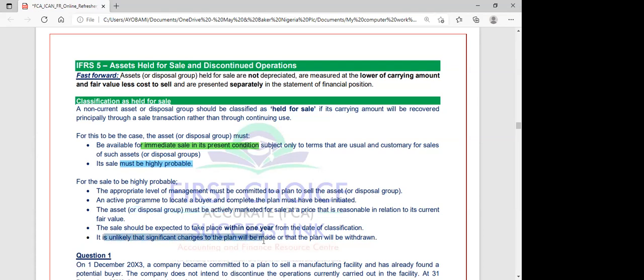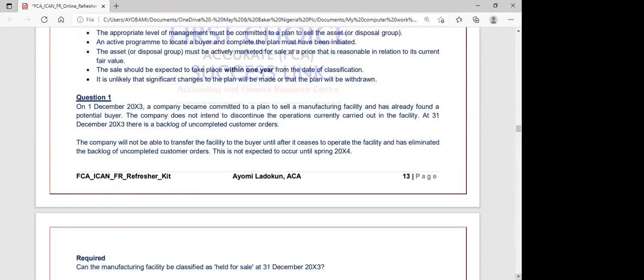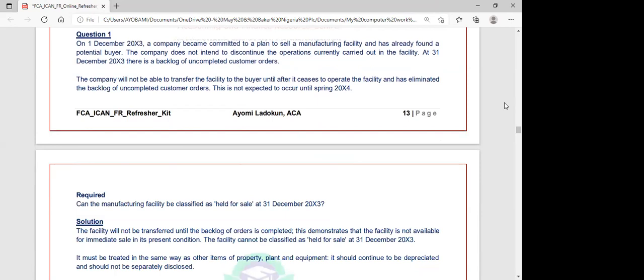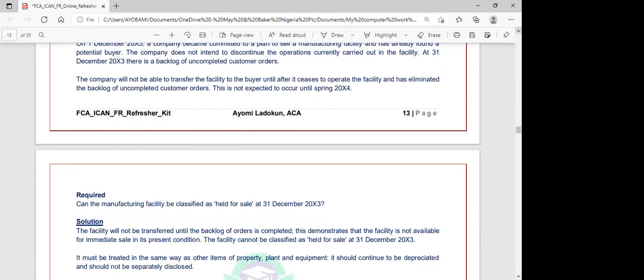Then there's no plan to withdraw the asset from being sold. What does that mean? You cannot say, I want to classify an asset as held for sale this year, so that next year I can withdraw it and continue to classify it as a normal asset. No. It must be unlikely that you want to withdraw it from being sold. So you need to understand that. Don't forget, you need to know all those seven conditions in your head, and all the seven conditions must be met at the reporting date.